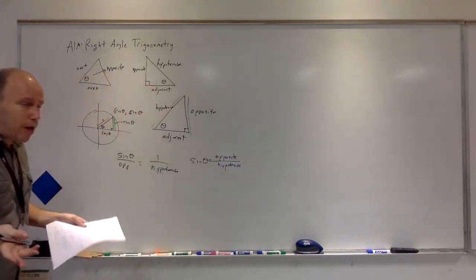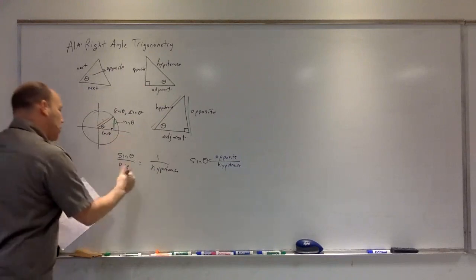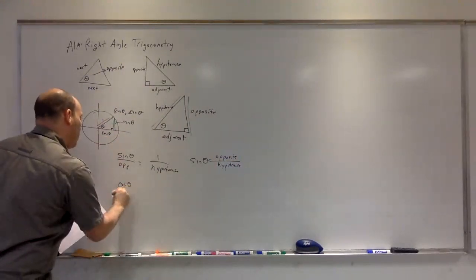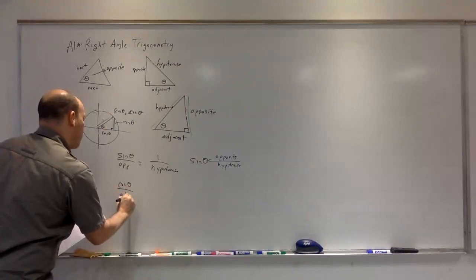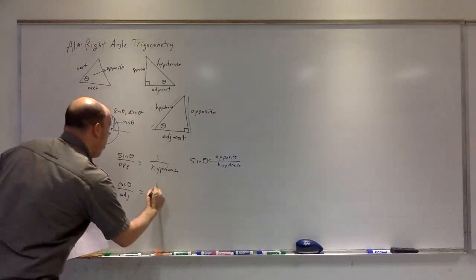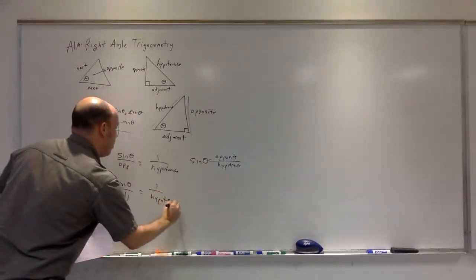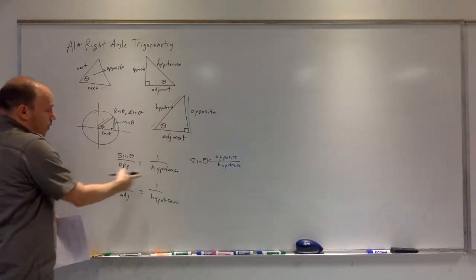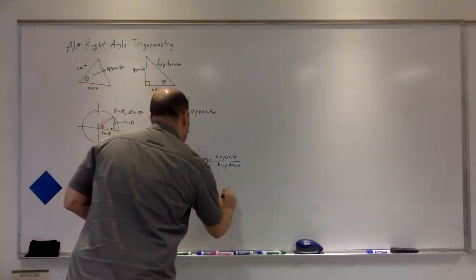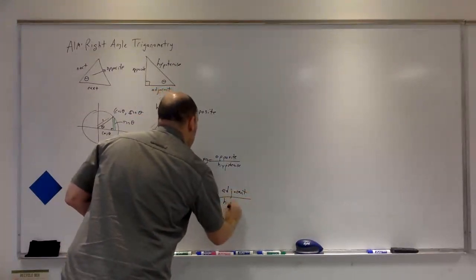What's another ratio we can create? Let's deal with cosine. We have cosine over adjacent is equal to, let's take the hypotenuse, 1 over the hypotenuse. And by multiplying both sides by the adjacent, we get the cosine of theta is equal to the adjacent over the hypotenuse.